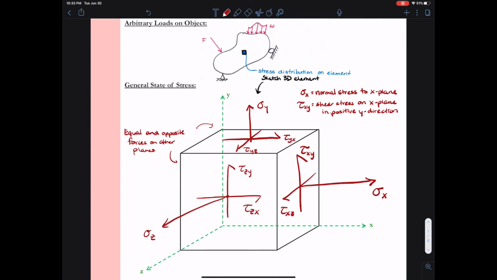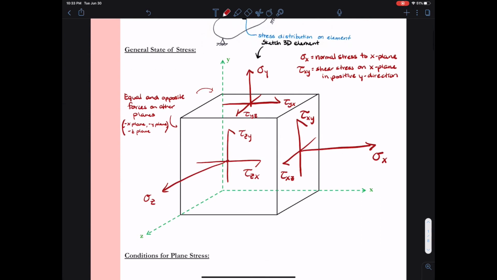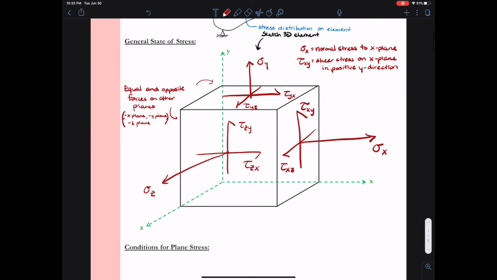I haven't sketched it on here, but we would have equal and opposite forces on the other planes. So I kind of pointed to them here. So the left edge of the cube would be the negative x plane. The negative y plane would be located on the bottom of the cube, and the negative z plane on the back side of the cube. So that gives you an idea on the sign convention that we'll use. This is all positive stresses, and also the nomenclature. Remember, sigma is normal stresses and tau represents shear stresses.